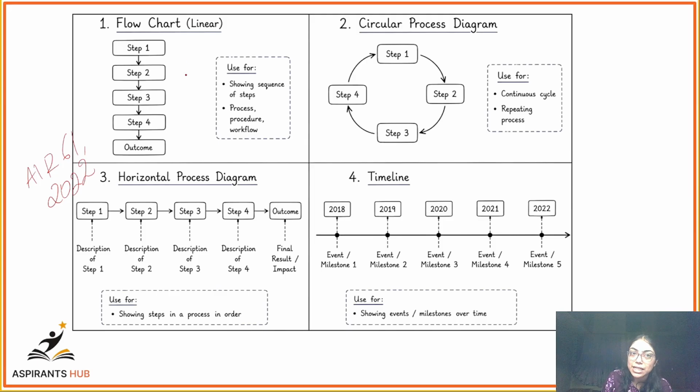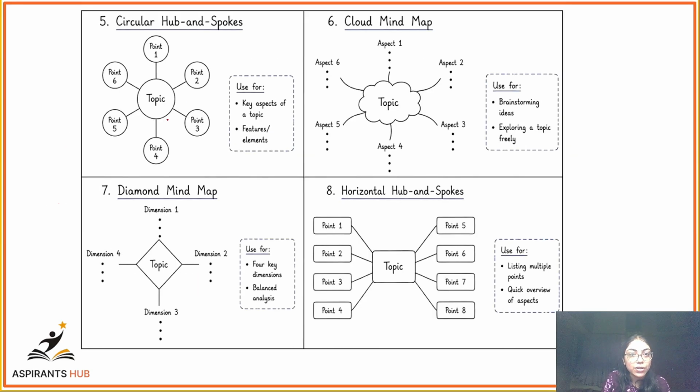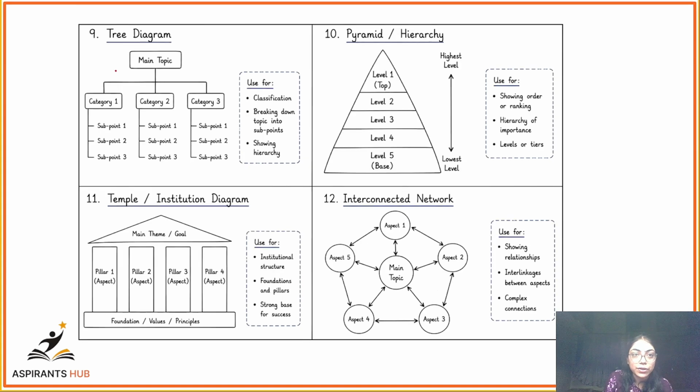If you want to explain some process, you have a linear, horizontal process diagram, then a circular process diagram. If you want to explain some timeline, you can use this. We've seen this in our history books as well. Then you have different types of hub and spokes diagrams. Then you have a tree diagram. Let us say you have a question on applications of AI in science and tech. You write AI as the main topic, then here you write education, here agriculture, here health, and beneath that you write your pointers and examples.